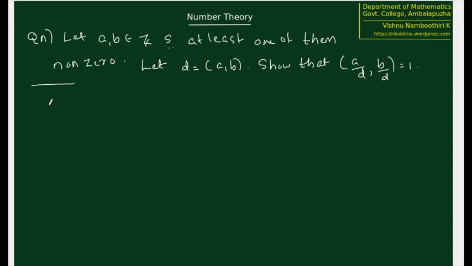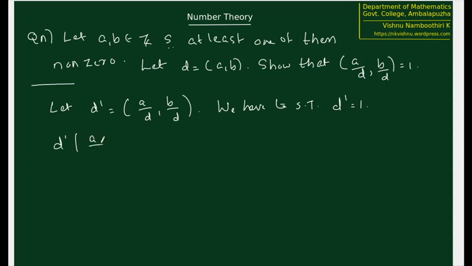To start with, let us assume that d dash is the GCD of a by d and b by d. So we have to show that this d dash is equal to 1. Since d dash is the GCD of a by d and b by d, d dash is a common divisor. d dash divides a by d and d dash divides b by d. This is known to us, and d dash is the largest satisfying this property.